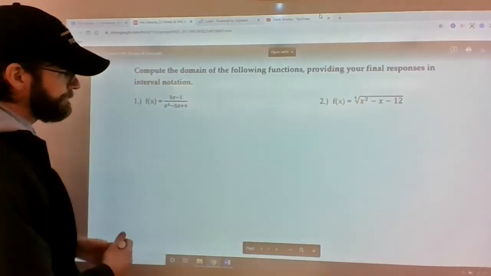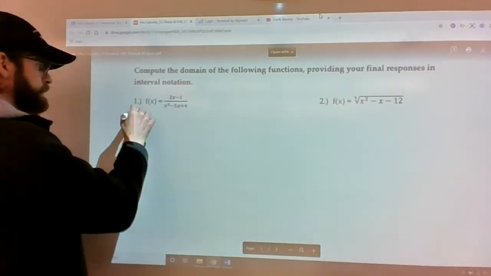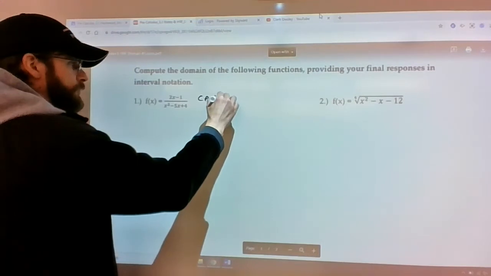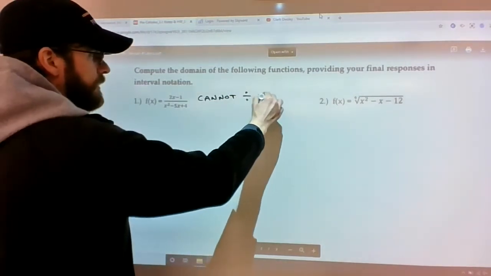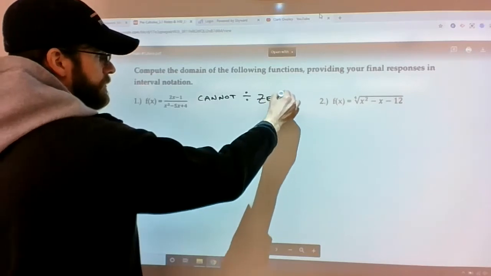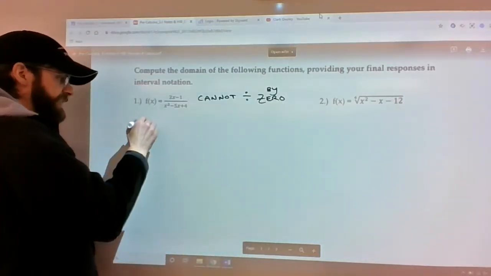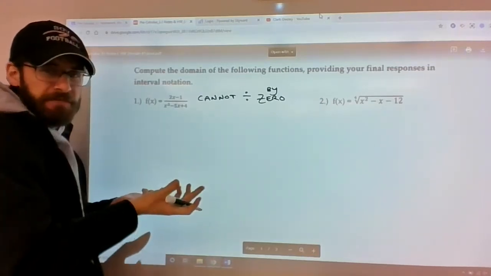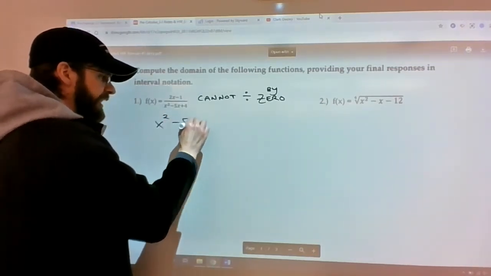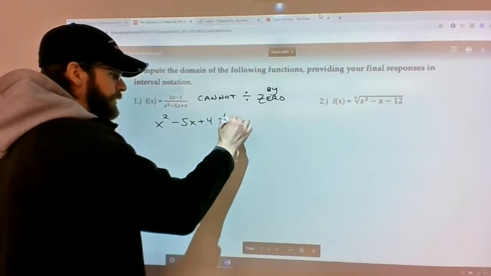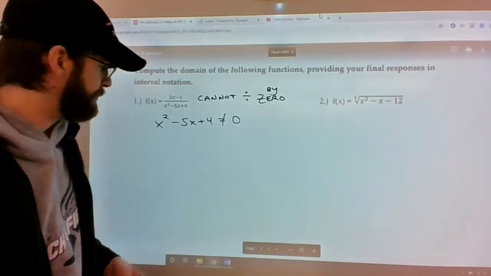So we've got a fraction. You cannot divide by 0. That looks good, except that the bottom can't be 0. x squared minus 5x plus 4 cannot be equal to 0. So you solve that equation to figure out what our domain issues would be.